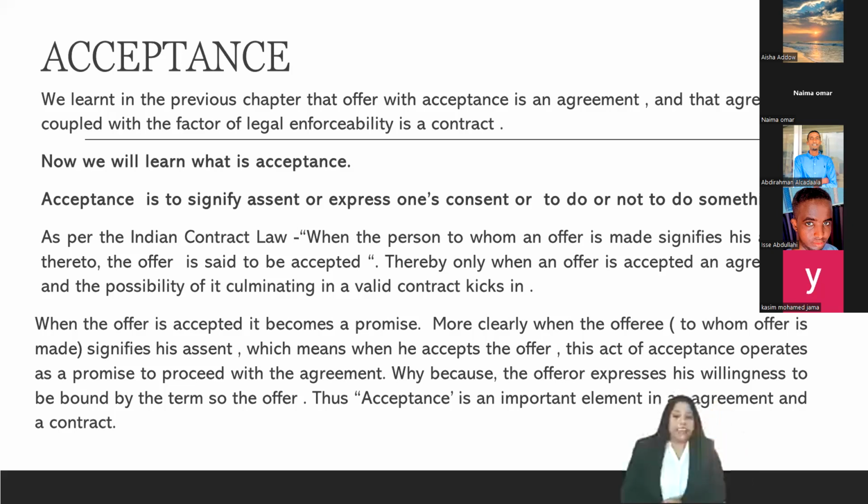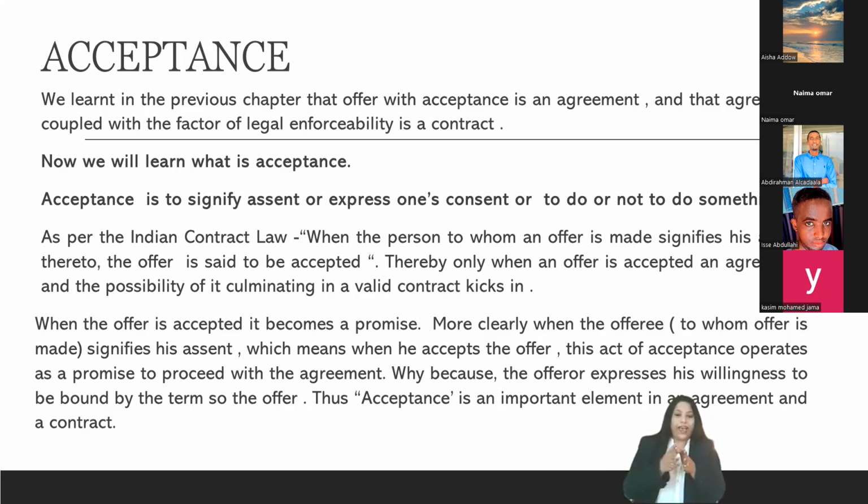Acceptance is to signify assent or express one's consent to do or not to do something. I'm repeating: to signify assent simply means that yes, I'm ready to go ahead with this. To express one's consent is where you are giving permission to somebody. There's a slight hairline difference. Assent is you are agreeing with it directly, and consent is where there is a kind of permission attached to it. Yes, I consent to these things.